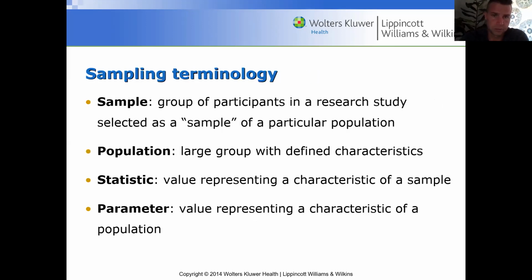Sampling terminology. A sample is a group of participants in a research study that should represent well a particular population you want to study. Population is a large group with defined characteristics. So again, it could be people that live in South Florida, where I'm at. It could be women that live in South Florida, men that live in South Florida. It could be Latin women that live in South Florida, African American men that live in South Florida. We could look at city by city, so on and so forth, right? Those are all different populations, okay? And again, your sample should represent each one of those populations.